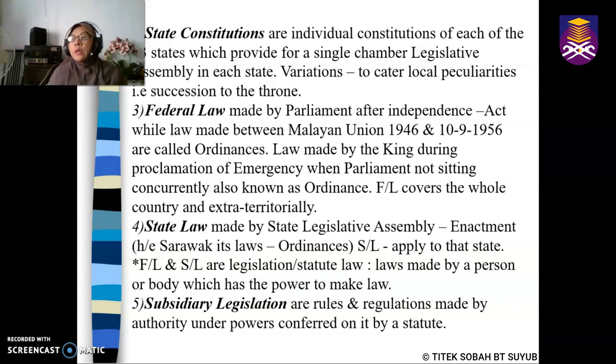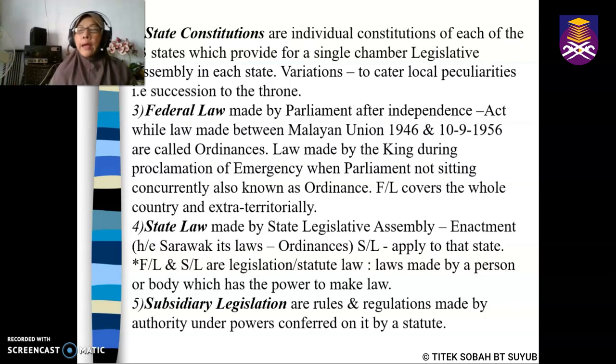Okay, so let's say the Education Act. All those people at the House of Representatives are not experts with regard to education. So they are going to enact law with regard to the main issue, and then the details are done by the people who are actually experts in that field. So that's why we have subsidiary legislation.